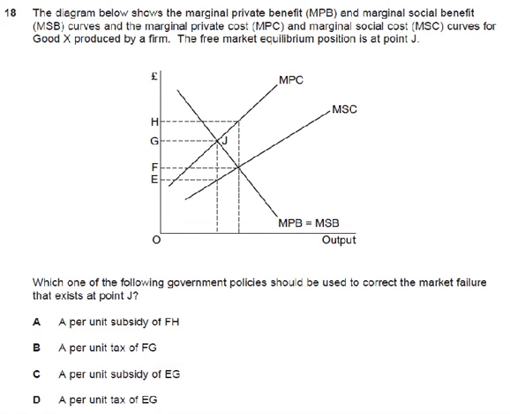Here we have June 2013, question 18, and the question is, the diagram shows the marginal private benefit and marginal social benefit curves, the marginal private cost and the marginal social cost curves for good X produced by a firm. The free market equilibrium is at point J. Which one of the following government policies should be used to correct the market failure that exists at point J?